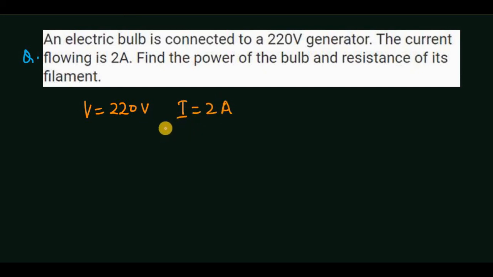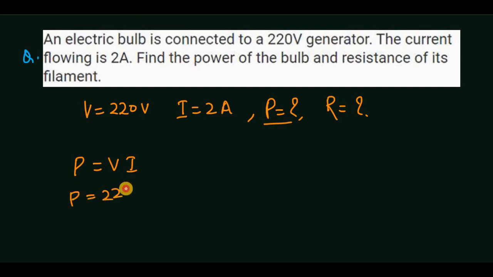Find the power of the bulb and resistance. We have to find out power and resistance, so two things we have to find out. First of all, we'll find out the power. Power P equals VI. This is the simplest formula we know. Then to find P we have 220, I is 2 ampere, so it will be 440 watt. This is the first part we have solved.